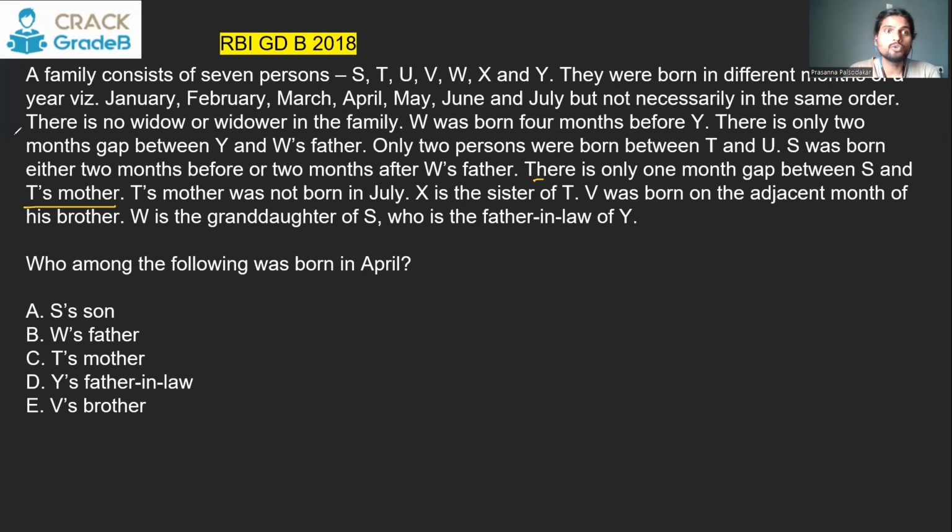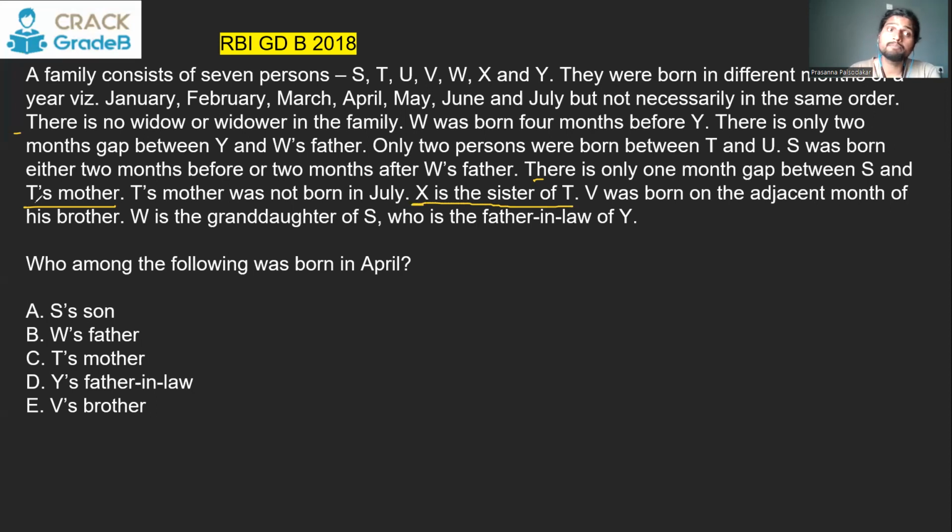It says there is no widow or widower in the family. So if you're writing a person who is married, the other member, the partner, also exists. W was born 4 months before Y. We'll keep that on hold. There is only a gap between Y and, keep that on hold. Only 2 months between T and S, hold. S was born 2 months before W's father, hold. There is only 1 month gap between S and T's mother, hold. T's mother was not born in July. Again, we keep it on hold. S is the sister of T. So this is the statement which is related to the family tree.